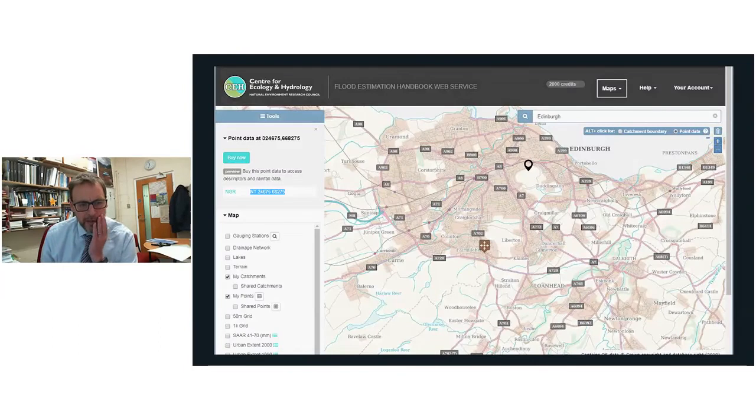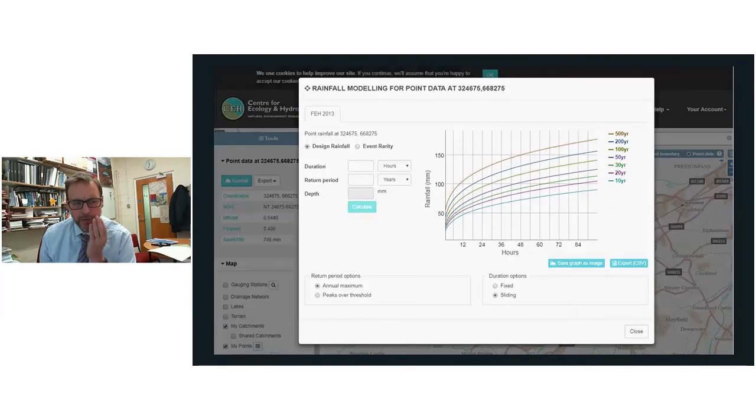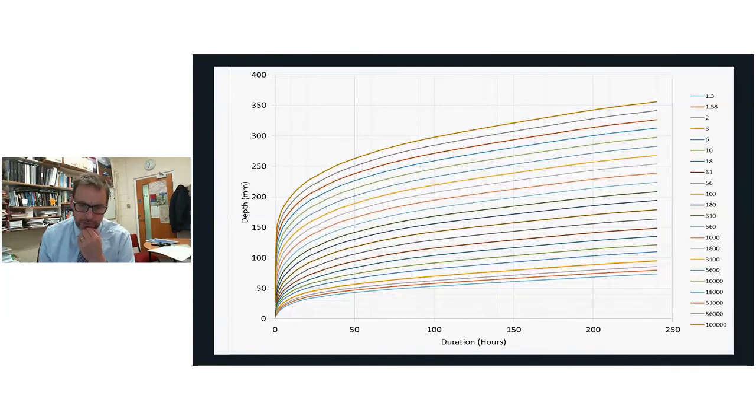In this case, I've picked Edinburgh, and I've actually picked a spot not that far away from where I live in Edinburgh. You just click on the point in the map, and it will give you your DDF plots there and then. You can download this data, and you can use it. It also gives you some variables which define the shape of these curves, and you can put these variables into your flow modelling software, and that allows the software to then use that rainfall data.